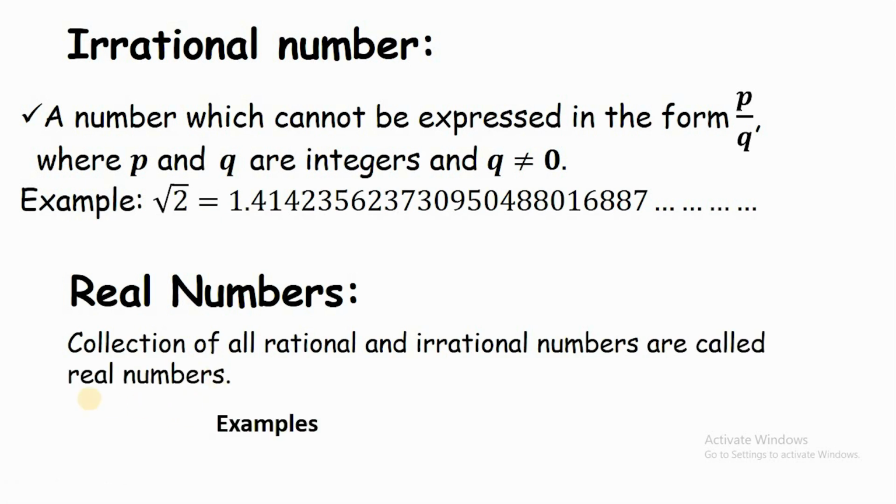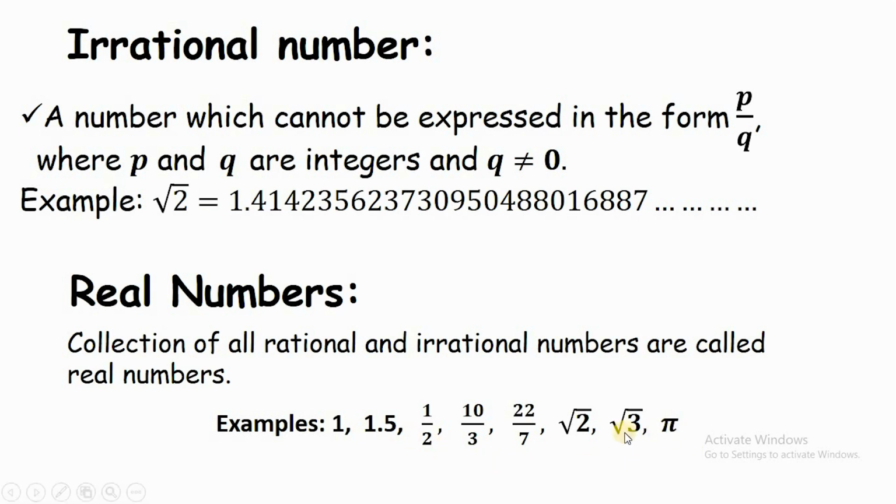We can take a few examples: 1, 1.5, 1 by 2, 10 by 3, 22 by 7, root 2, root 3 and pi. Still, you can add a few more examples if you want to. In these examples, 1 is rational, 1.5 is rational, 1 by 2 is rational, 10 by 3 is rational, 22 by 7 is rational, and root 2, root 3 and pi are irrational numbers. So rational numbers and irrational numbers together form the real numbers.